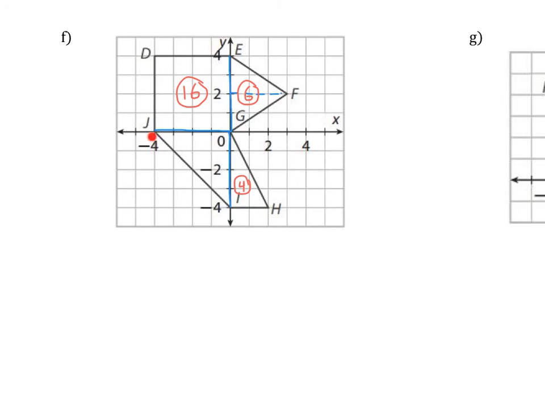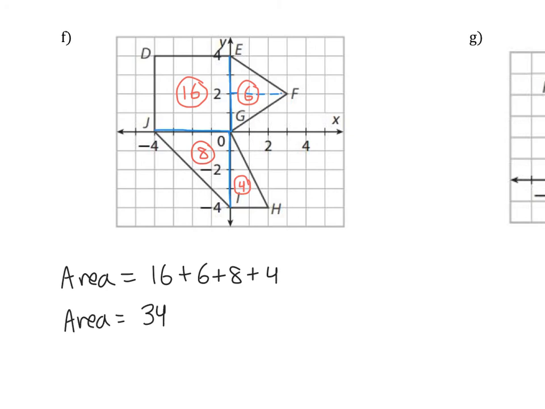And last here, we have another right triangle, so we can do 1/2. We'll use this as our base and this as our height. So 1/2 times 4 times 4 is just 8. So to find the total area, we can just take the sum of the smaller areas. And this gives us a total area of 34 units squared.